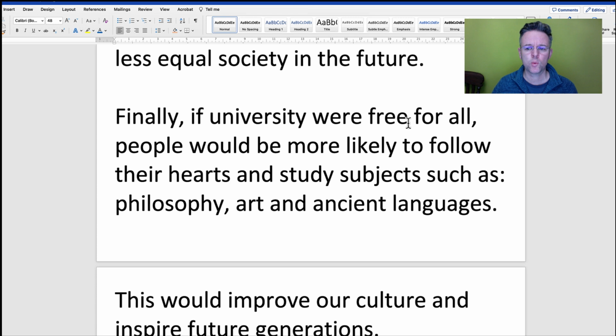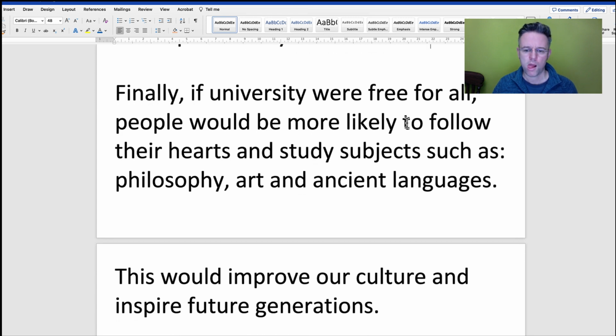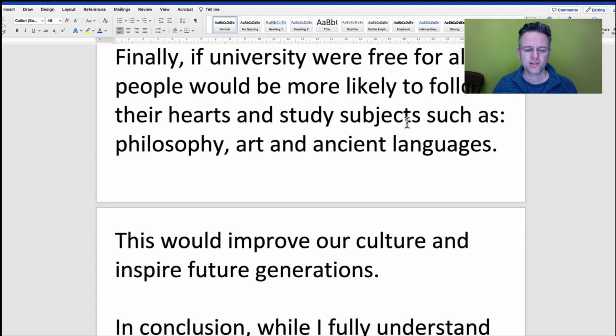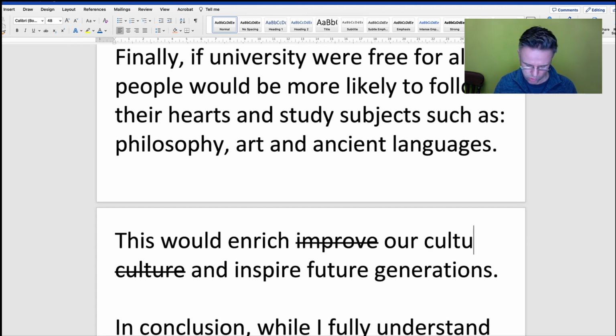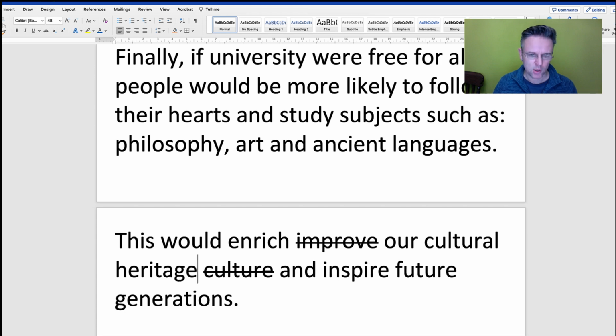Finally, if university were free for all, people would be more likely to follow their hearts and study subjects such as philosophy, art and ancient languages. This would improve our culture and inspire future generations. I'm going to get rid of improve, and I'm going to say enrich. Enrich our culture. And I'm also going to get rid of culture, and instead I'm going to put our cultural heritage and inspire future generations.